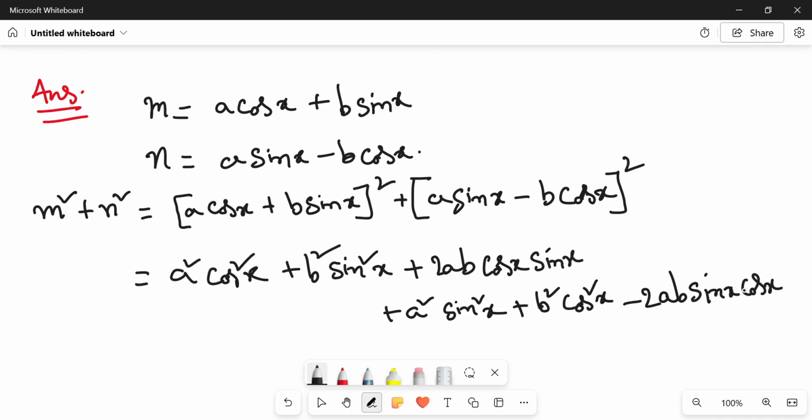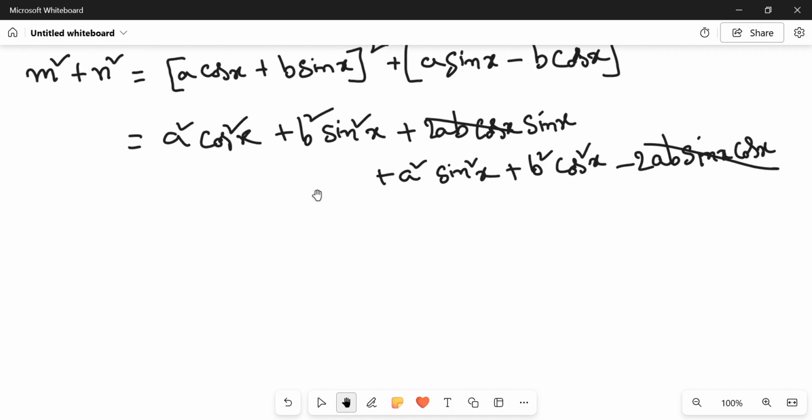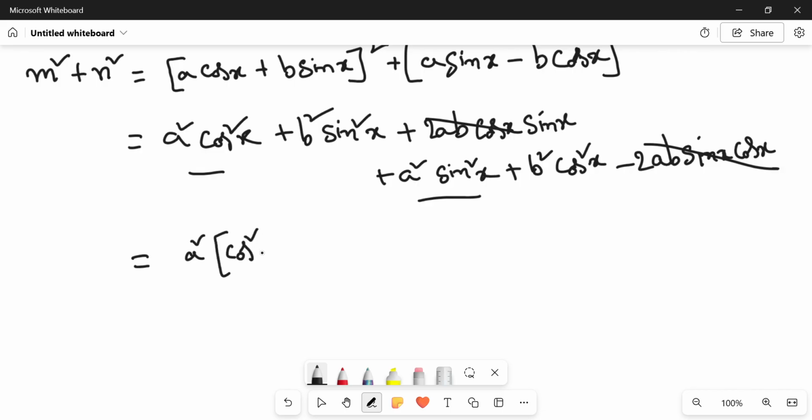Now let us see what happens. 2ab sin x cos x and 2ab cos x sin x, these two get cancelled out. Okay, so what we are left with is a square cos square x and a square sin square x. We can take a square as common out of these two terms. A square is common, and you have cos square x plus sin square x.